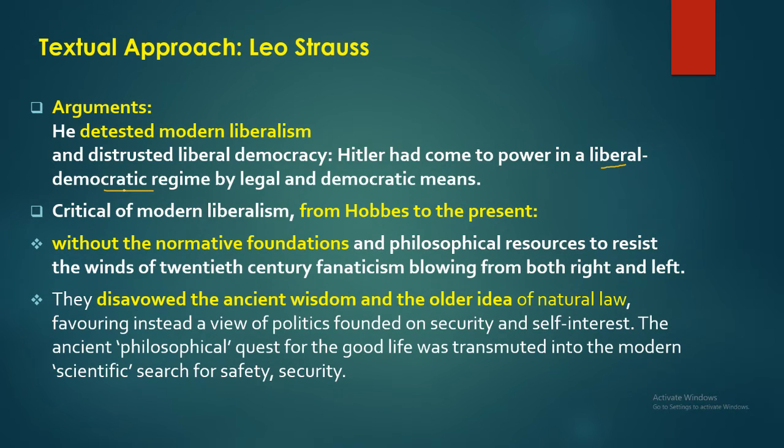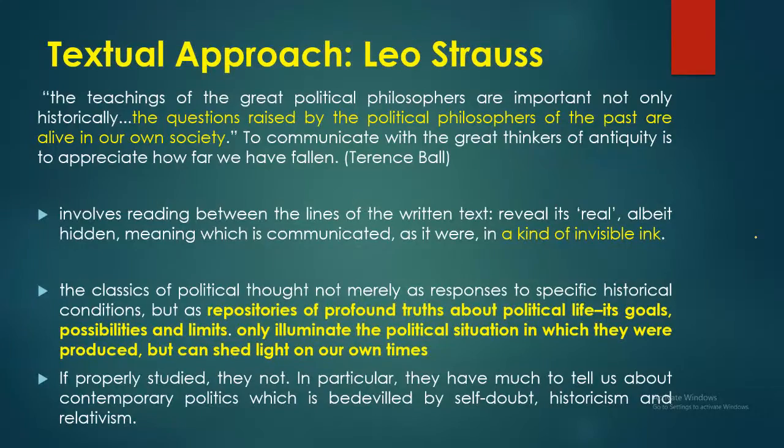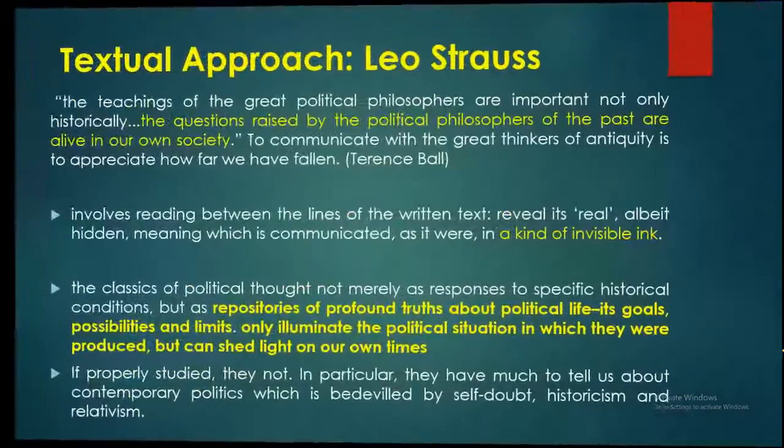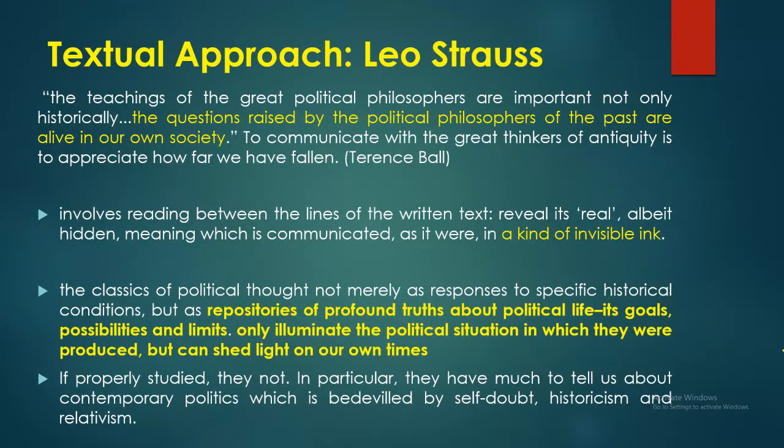So primarily he criticized that, and he goes into the very ideas which were given by the classic writers, including Plato and Aristotle. He says that these modern liberal ideas, starting from Hobbes to present, are without normative foundation, and that's why the lack of normative foundation allowed Hitler to gain power in Germany. And that's why he's critical of the liberal democratic regime and modern liberal ideas. So his focus is primarily that we should read the text of the classical writers who have given a number of normative aspects. The need is to revive that.